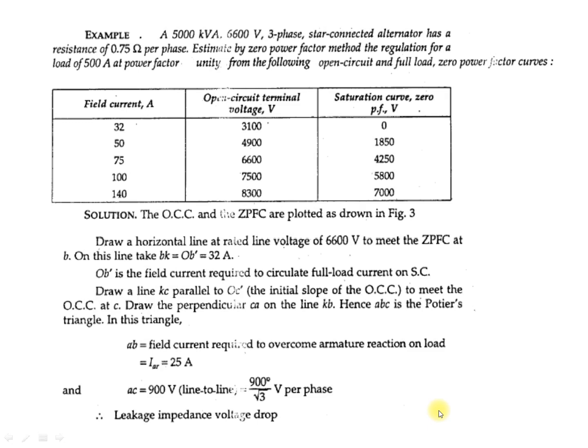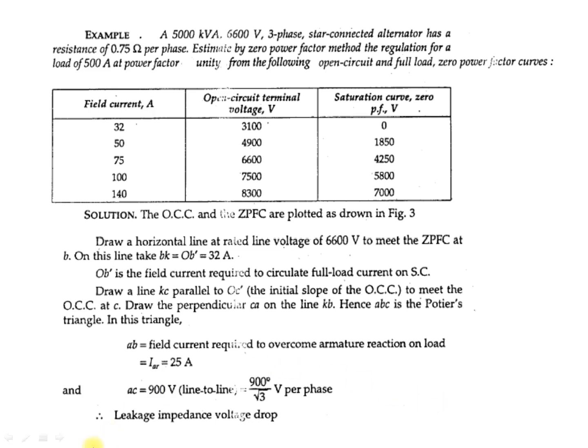So the next problem will be a 5000 kVA, 6600 volt, 3-phase star connected alternator has a resistance of 0.75 ohm per phase. Estimate by the zero power factor method the regulation for the load of 500 ampere at the power factor of unity from the following open circuit and the full load zero power factor curves.